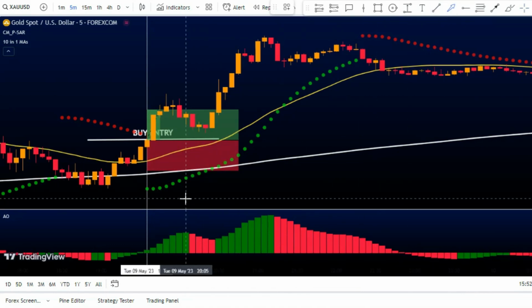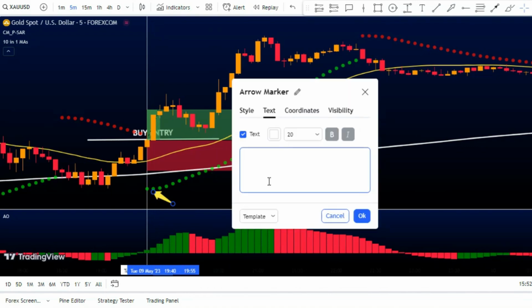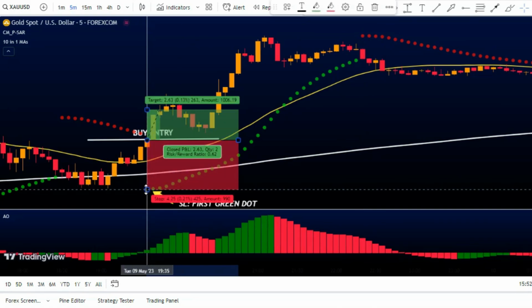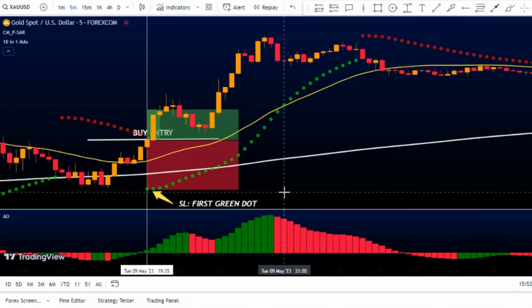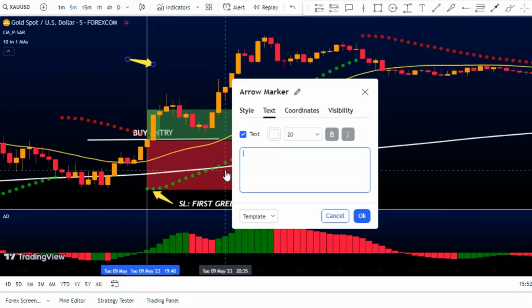And for the risk management, you gotta place the stop loss on the first green dot, which is one of the best places to place the stop loss in this scalping strategy. And to exit the trade, a risk-reward ratio of 1 to 1.5 is the best strategy to take profit.